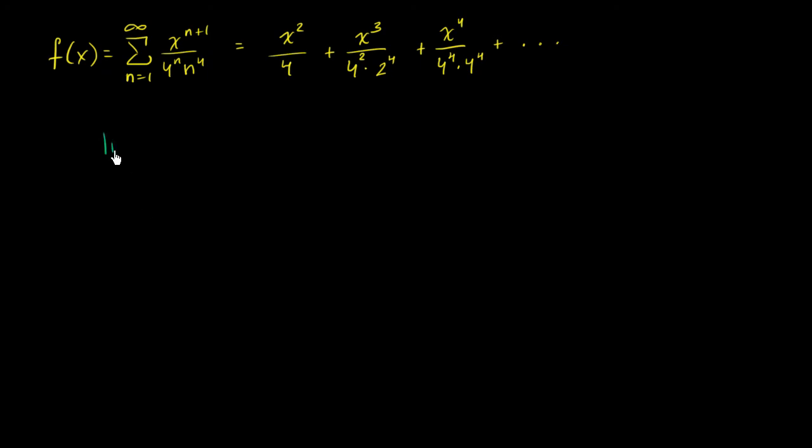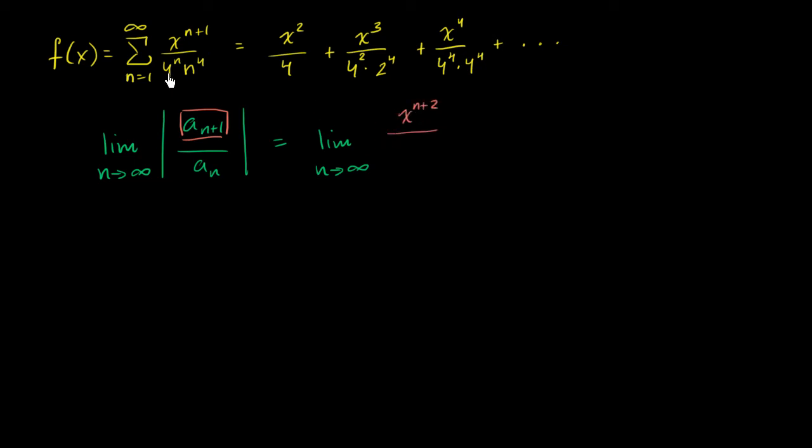So let's take the limit as n approaches infinity of the absolute value of the n plus 1th term over the nth term. And so for this particular case, this is going to be the limit as n approaches infinity. So the n plus 1th term, I'll do this in orange, will be x to the n plus 1 plus 1. So it's going to be x to the n plus 2 over 4 to the n plus 1 times n plus 1 to the fourth power.